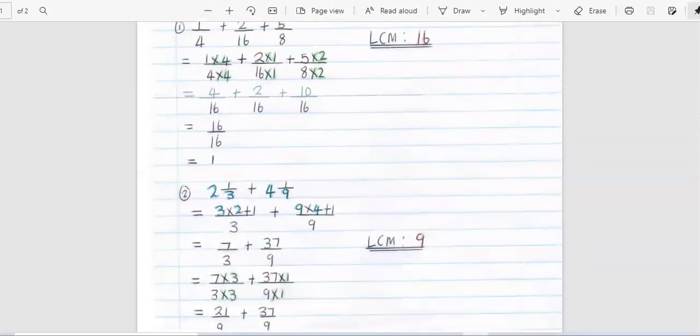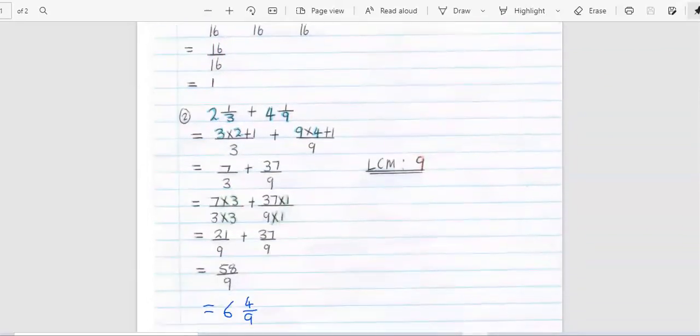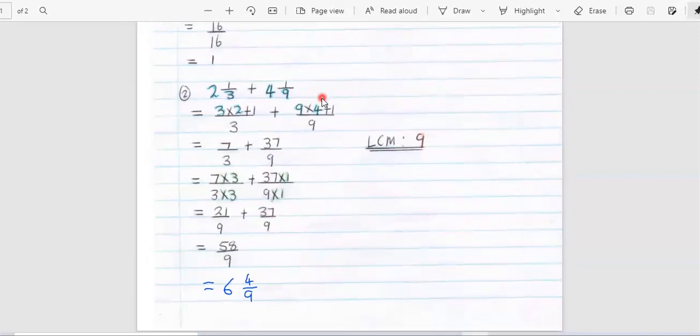So let's move on to the second example. Now for the second example, if we look at it, we have the presence of a mixed number. Now a mixed number comprises a whole number and a fraction. As you can see, we have a whole number, which is 4, and our fraction, which is 1/9. So the first step is to convert this mixed number into an improper fraction.